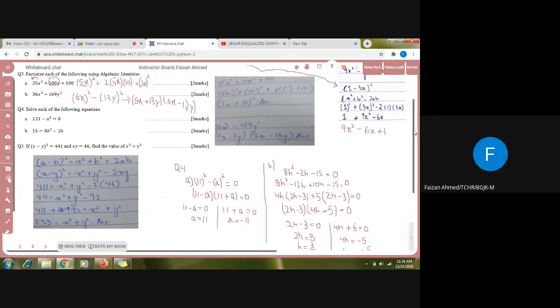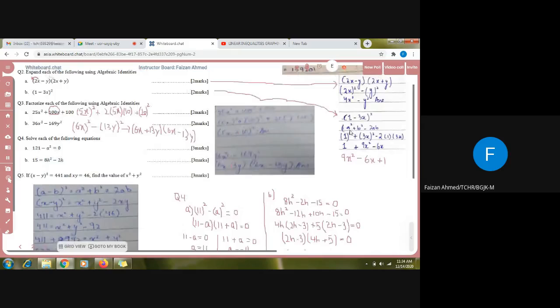The last question is question number 5, in which we have to find the value of x square plus y square. The given is x minus y whole square is 441, and the product of xy is given as 46. I can clearly relate it to the identity. This is the second identity, where I will use this formula: a minus b whole square is equal to a square plus b square minus 2ab.